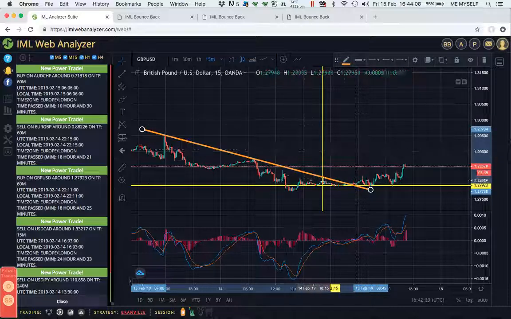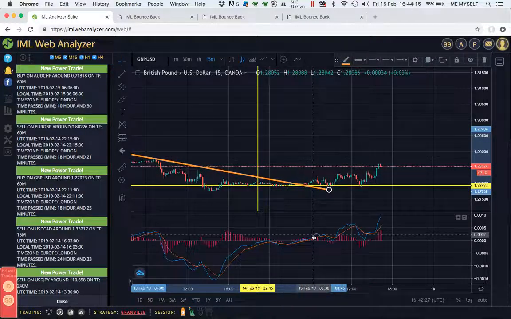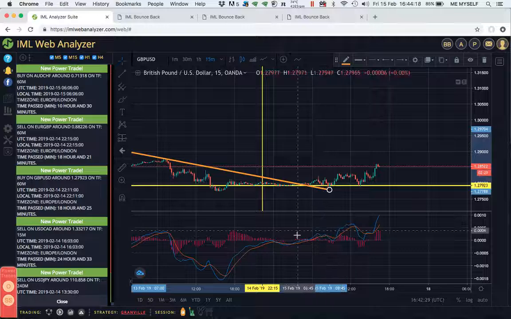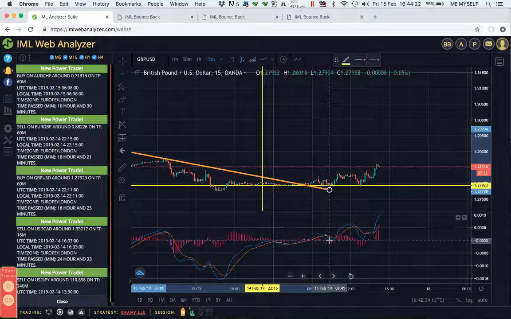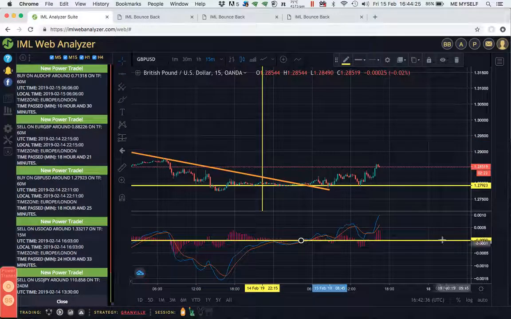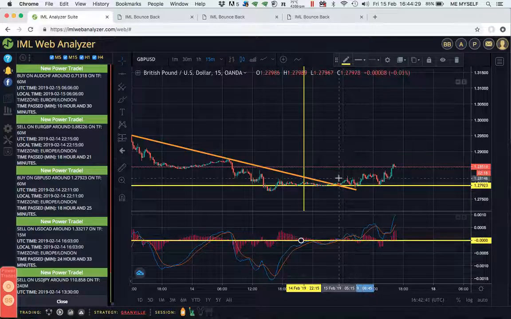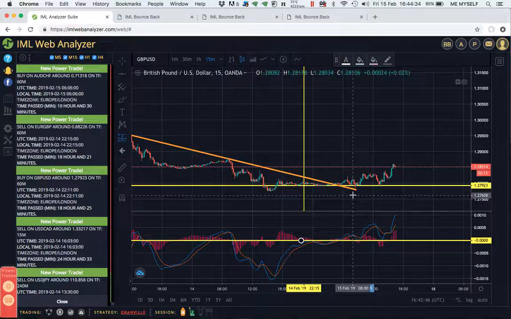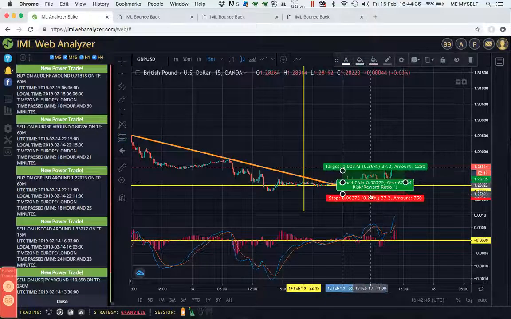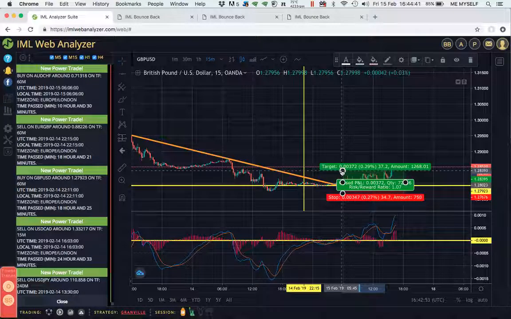However, price had broken out of our trend line, and one of the other things that we want to see is that we want to see our histogram breaking above this zero line right here. So you see that zero line? We want to see this histogram breaking above that zero line. So we see that. So we would get into this trade right here, okay, if we caught it at that time.